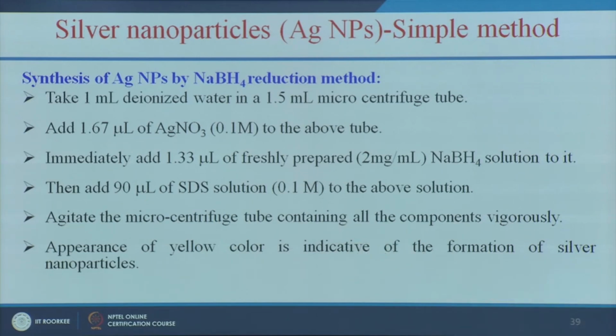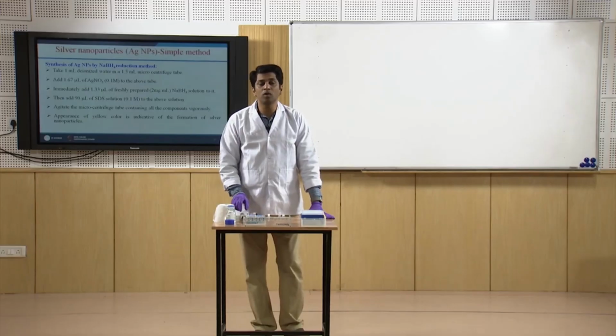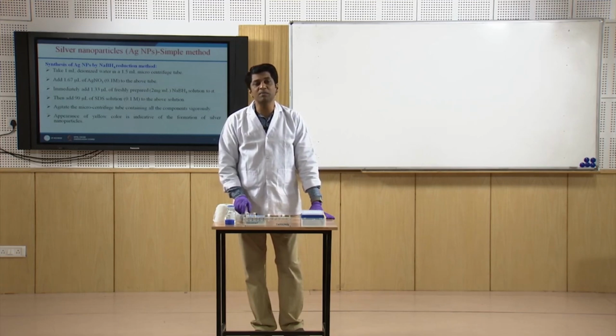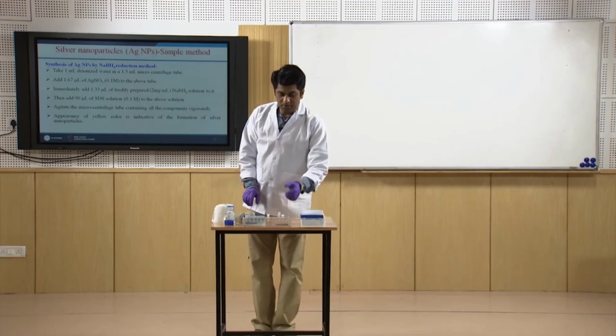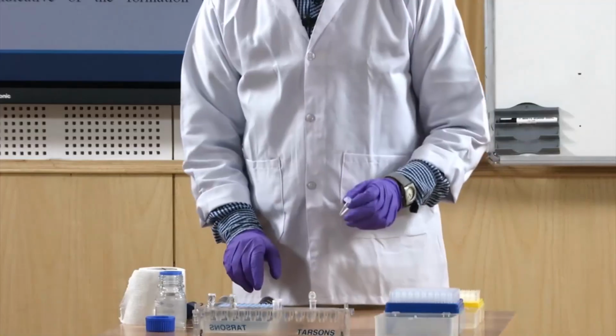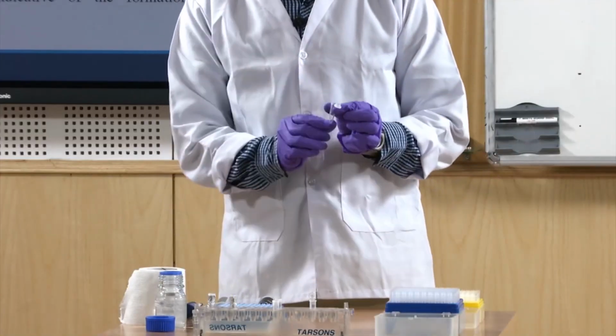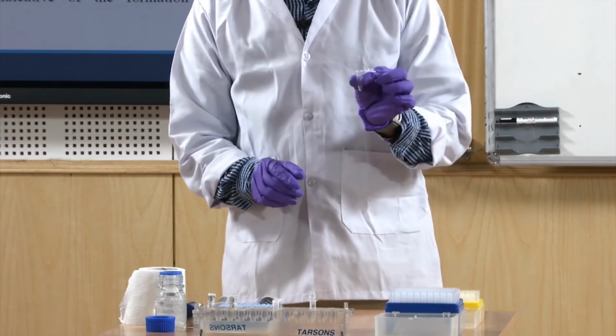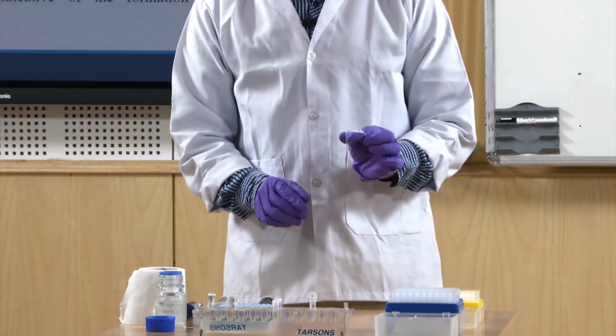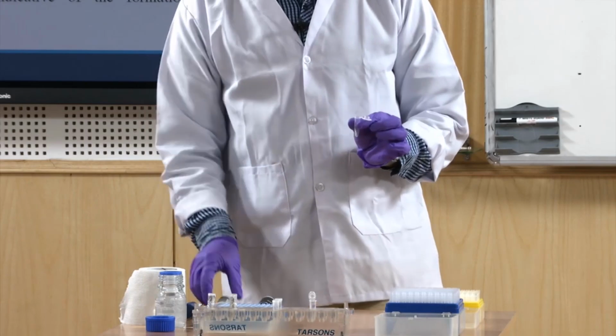I will demonstrate. So now we are going to see how to make silver nanoparticles by using a simple experiment with the available chemicals in the lab. The first step is we have to take 1 ml of deionized water in a 1.5 ml tube. This is a 1.5 ml microtube. So here I am going to take 1 ml of deionized water.